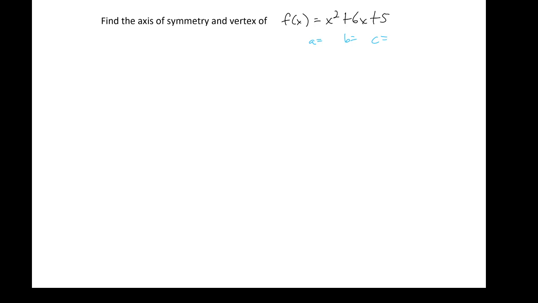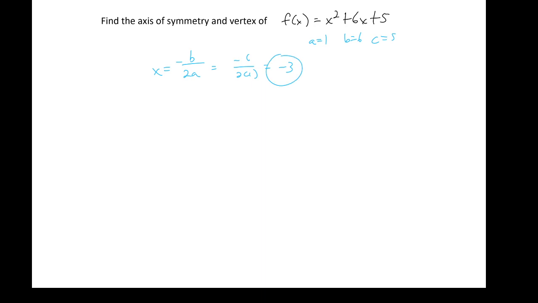Well, the coefficient before x squared is just 1, so it's 1x squared. So A is equal to 1, B is equal to 6, and C is equal to 5. Simply put, we're going to put it into our formula, negative B over 2A for x. So this is going to be equal to negative 6 over 2 times 1, which is simply negative 3. There is your axis of symmetry, okay?